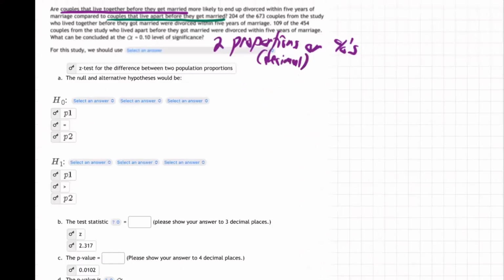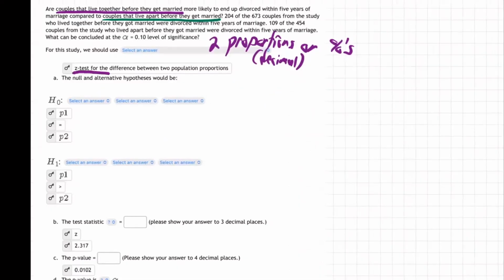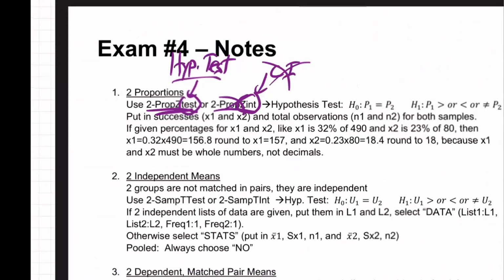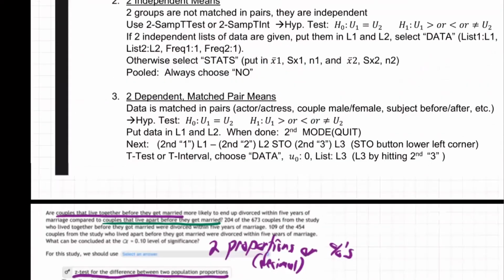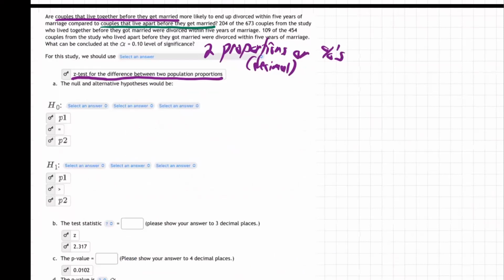And so the answer we chose here, I've already got the answer here. It's a z test for the difference between two population proportions. How do we know it was z? Because it says right here in the notes. Z test, 2 prop z test, 2 proportions z test. There we go. Z test, 2 proportions.